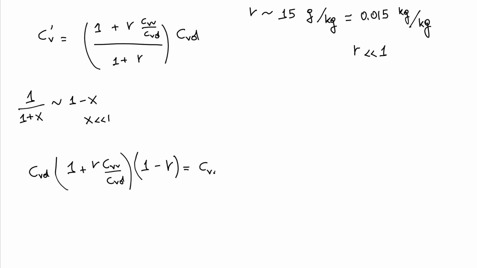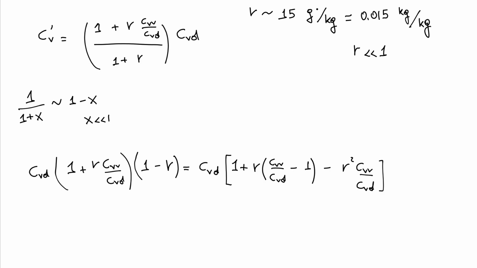And this is CVD times 1. Let's collect all the terms that have an R. And these would be CVV over CVD. There's a 1 here, but it has a minus in front. And then there's minus R squared CVV over CVD.